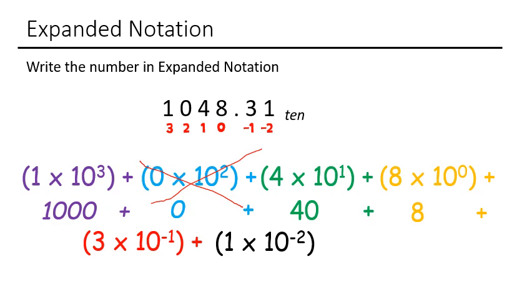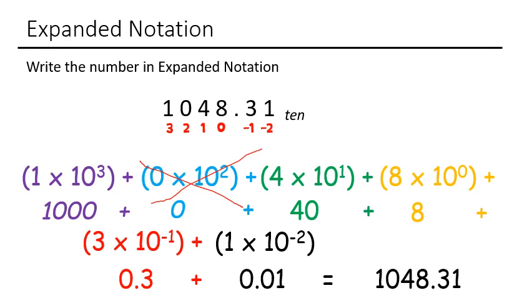10 to the -1 is 0.1, and then 0.1 times 3 is 0.3. And then this would be 0.01. Now, if you take a calculator and add all of these numbers together, you will get 1048.31, which is exactly the number we started with. So I just wanted to prove to you that that's how expanded notation works. So let's take a look at another example of how this works in a different base.